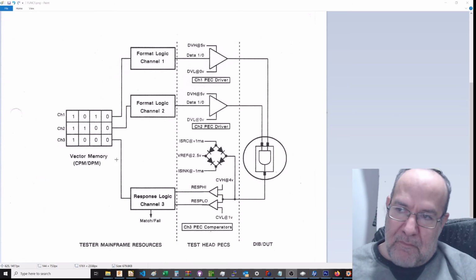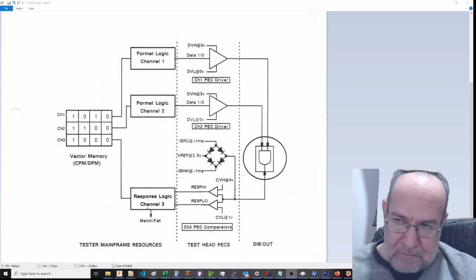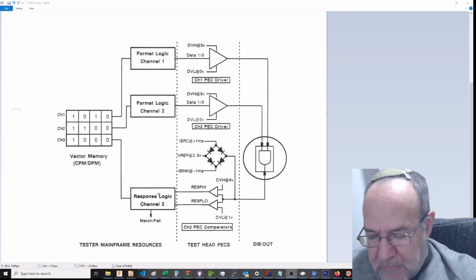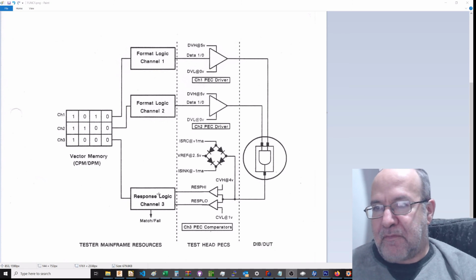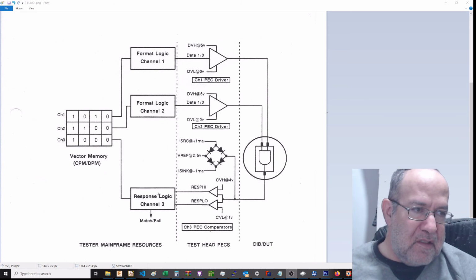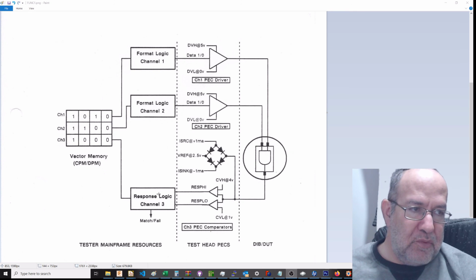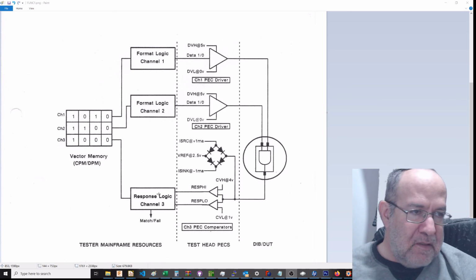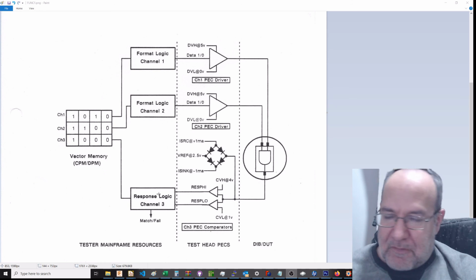Okay, the response logic will either match or it will fail. Okay, this type of test is either pass or fail. There's no playing around with passing or failing. It is not a parametric test. It's a wiggle pass fail test.